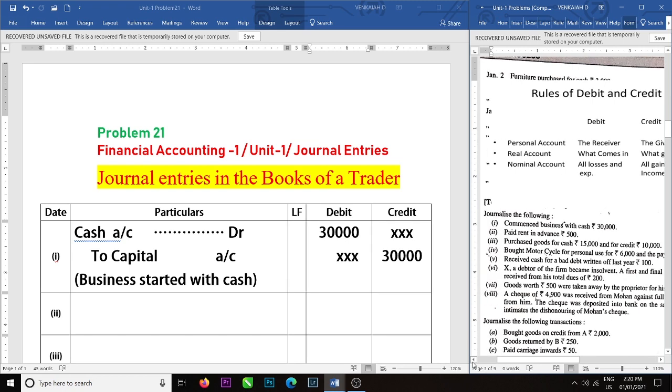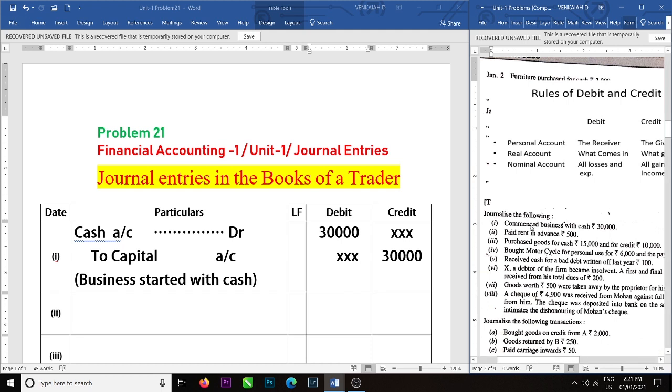So as usual, first journal entry is commence business with cash. Cash is a real account. Cash is coming into the business, to be debited. Cash account debit to capital account. Trader has introduced cash into the business. Trader is the giver, a personal account, giver credit.